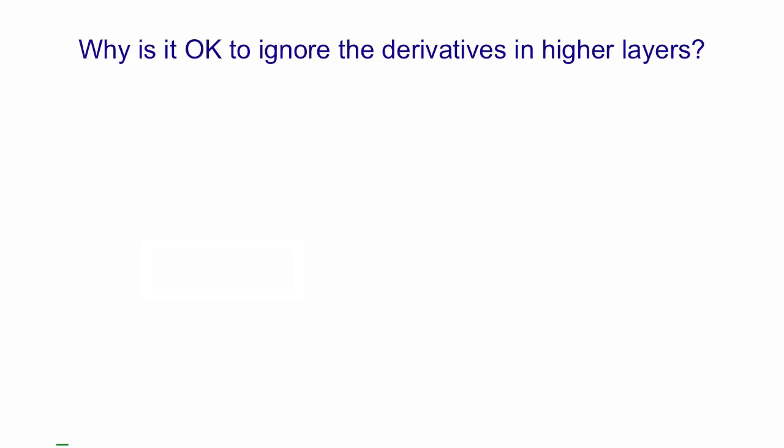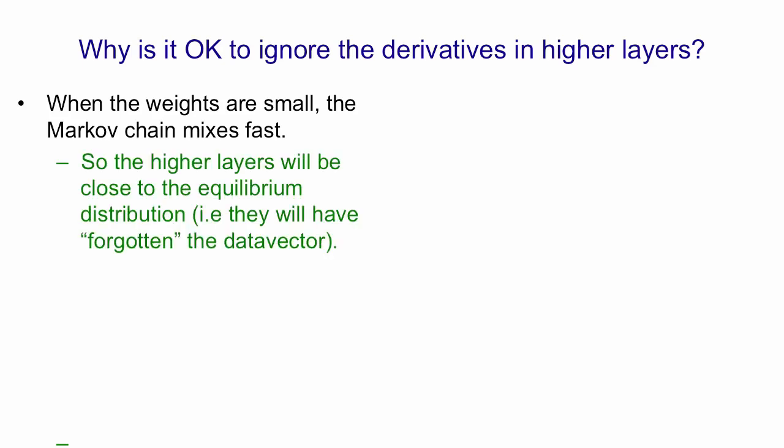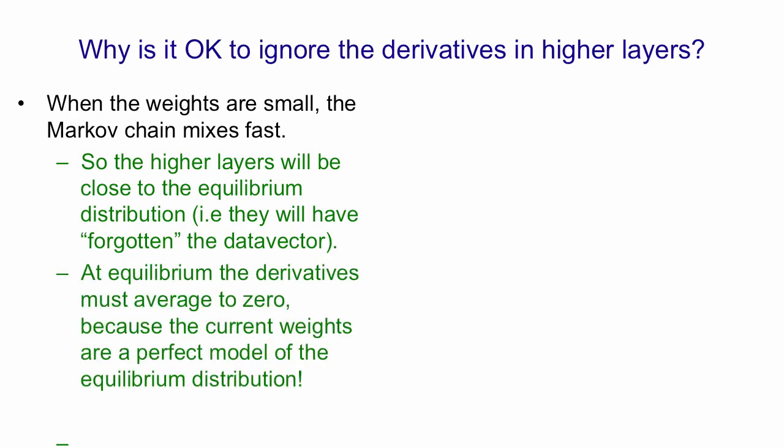The question is, why can we get away with ignoring those higher derivatives? When the weights are small, the Markov chain mixes very fast. If the weights are 0, it mixes in one step. And if the Markov chain mixes fast, the higher layers will be close to the equilibrium distribution, i.e. they will have forgotten what the input was at the bottom layer. And now we have a nice property. If the higher layers are sampled from the equilibrium distribution, we know that the derivatives of the log probability of the data with respect to the weights must average out to 0. And that's because the current weights in the model are a perfect model of the equilibrium distribution. The equilibrium distribution is generated using those weights, and if you want to generate samples from the equilibrium distribution, those are the best possible weights you could have. So we know the derivatives there are 0.